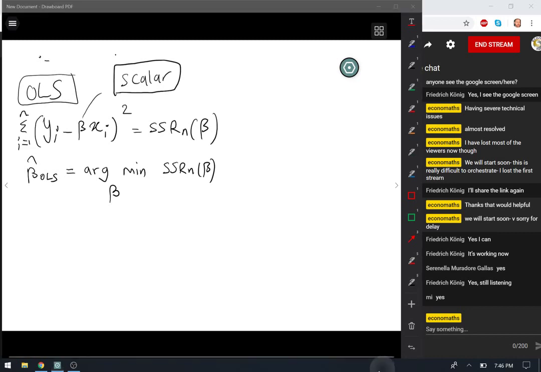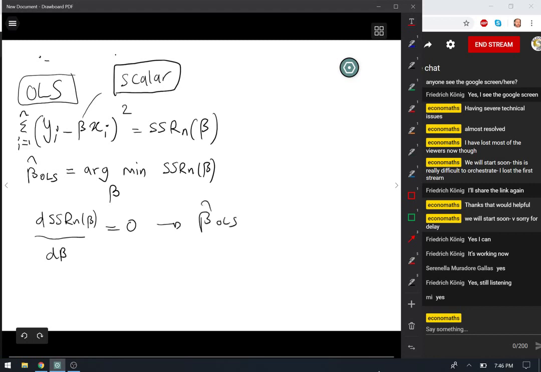So to find the solution to this, we differentiate dSSR_n(beta) over d beta, and find the parameter where this equals naught, and this is defined as beta hat OLS, because this is going to be the solution. And we can see here that this is a strictly convex function, so that it's going to have a unique minimizer, so that the stationary point will find the minimizer of this function.